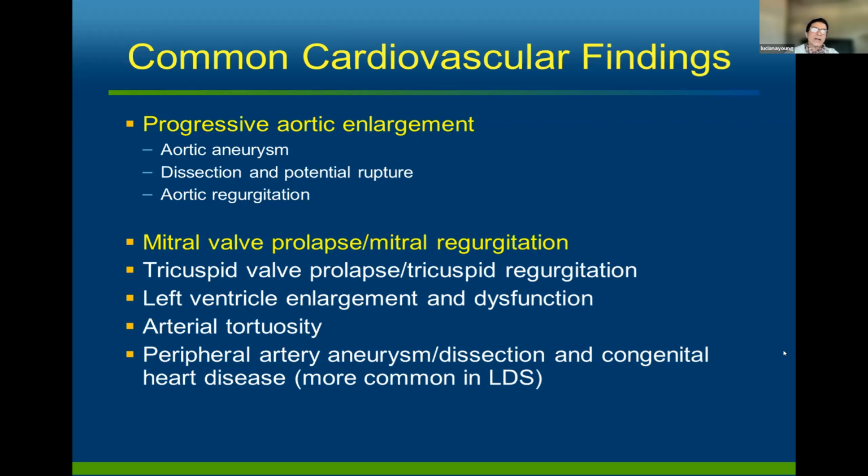Additional cardiac findings are mitral valve prolapse or floppiness of the mitral valve leaflets. This can sometimes result in the leaflets not coapting or coming together efficiently, so that the valve can develop leakage over time or regurgitation. Likewise, the tricuspid valve on the right side of the heart can also prolapse and leak. One of the other features that can develop over time in some individuals is left ventricular enlargement and dysfunction or cardiomyopathy. We already spoke a little bit about arterial tortuosity, and then peripheral artery aneurysms are a key feature and very common in the Loeys-Dietz cohort. Next slide.